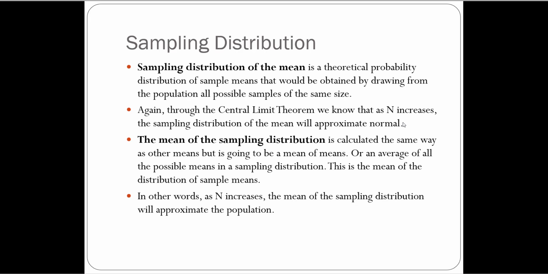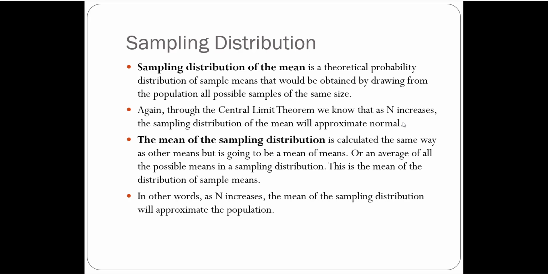Some more terms here. The sampling distribution of the mean is a theoretical probability distribution of sample means that would be obtained by drawing from the population all possible samples of the same size. So very similar to our sampling distribution from earlier. Again, through the central limit theorem, we know that as our n increases, as our sample size goes up, the sampling distribution of this mean will begin to approximate normal. It'll begin to show that bell shape, which means that the mean of our sampling distribution will begin to approach the mean of the population. And the standard deviation of our sampling distribution will also begin to approximate the standard deviation of our population.